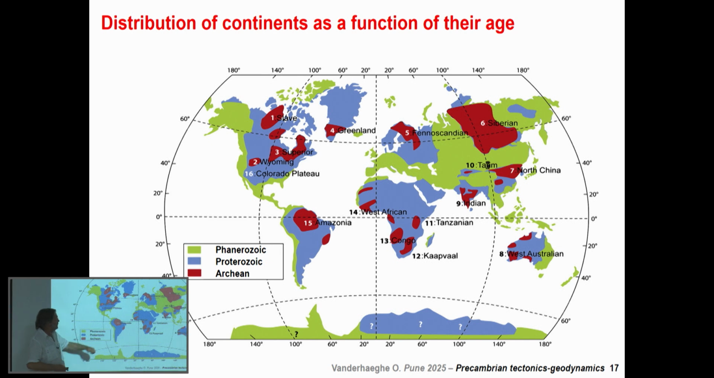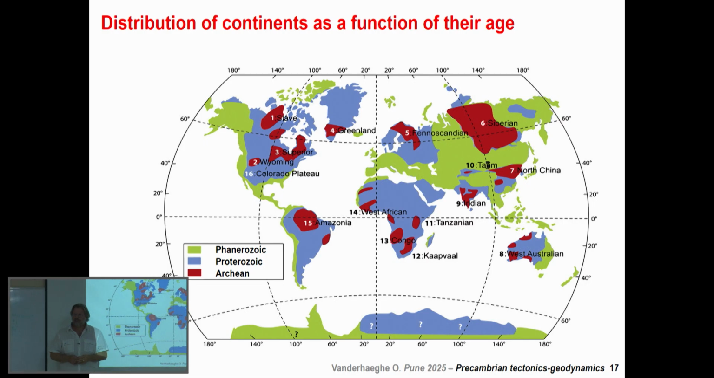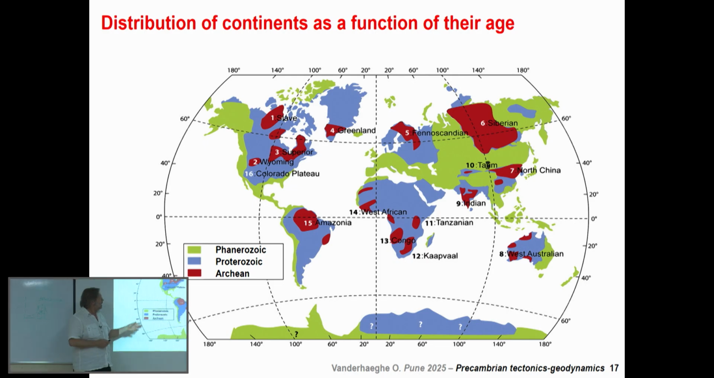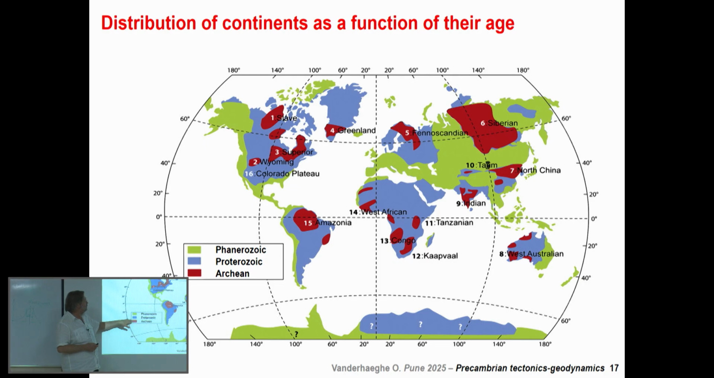What do we see in terms of distribution? The Archean, how is it related to the Proterozoic and Phanerozoic? What is the distribution telling us? Can you repeat the question? Yes. What is the relationship between the different colors, the different ages of the crust?